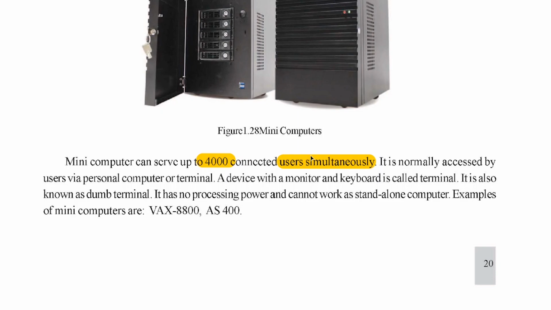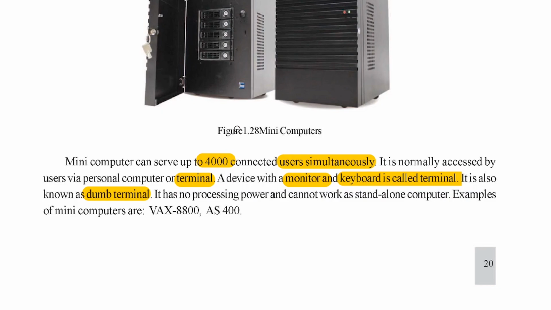It is normally accessed by personal computers or a terminal. A device with only a monitor and keyboard is called a terminal. A terminal node is also called a dumb terminal or dumb device. It has no processing power and cannot work as a standalone computer. It has just a keyboard and monitor, and it has to be connected to the minicomputer.